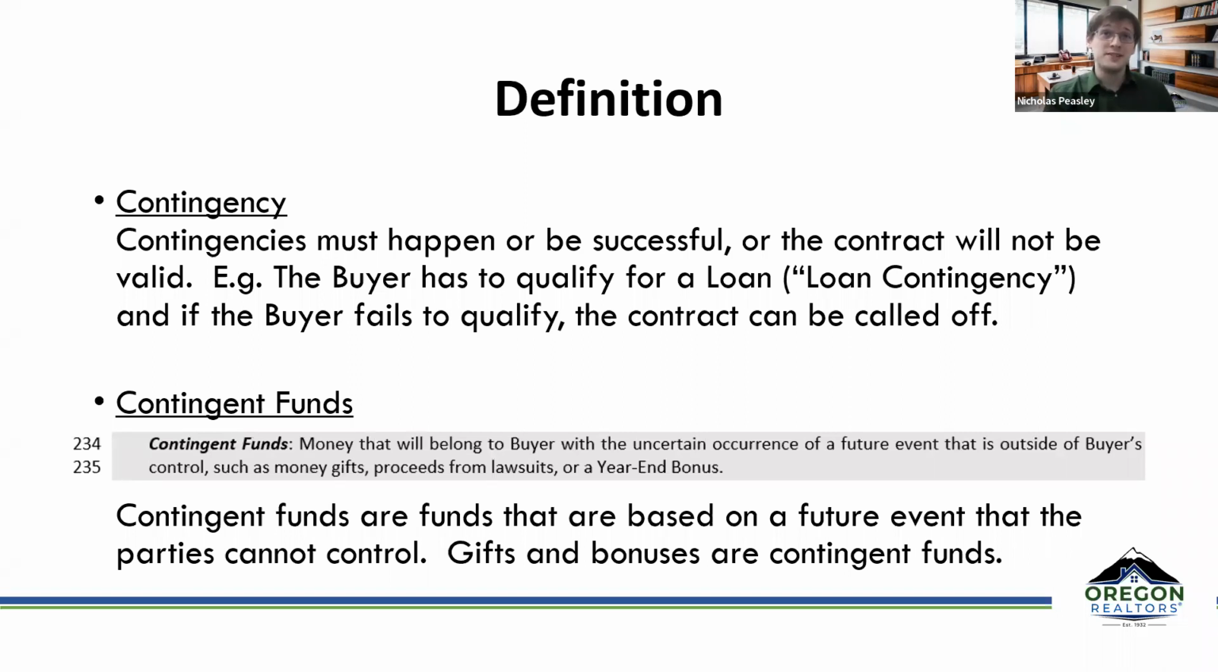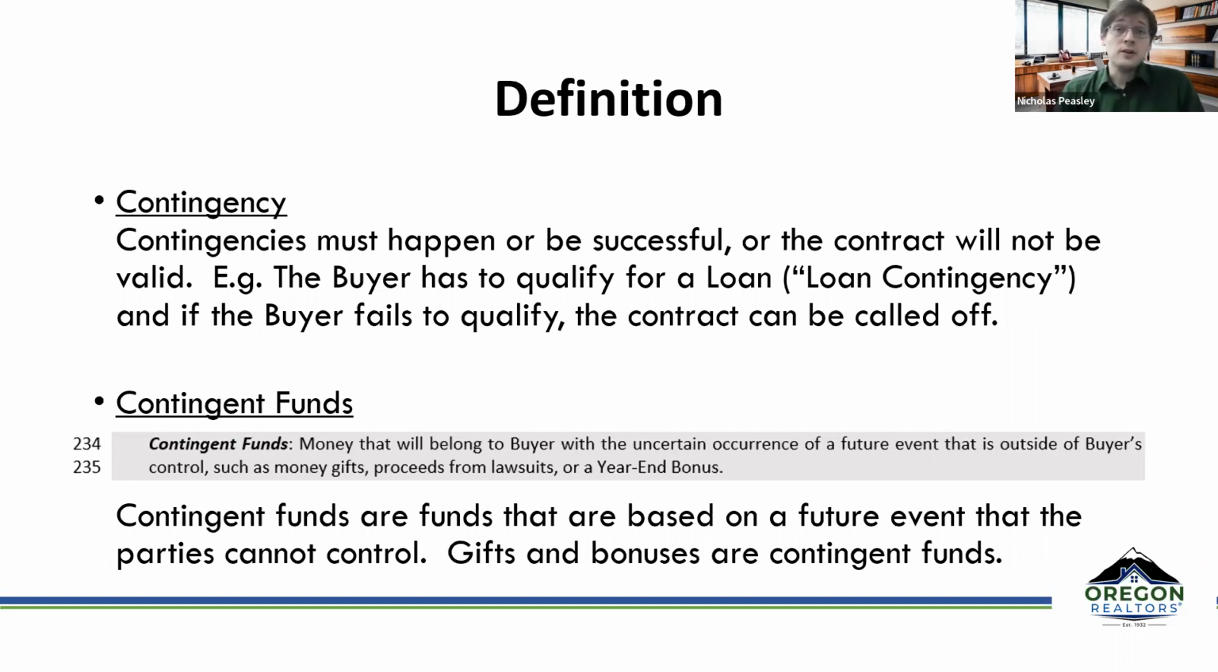We also, in the contract, define contingent funds. Contingent funds are money that will belong to the buyer with the uncertain occurrence of a future event that is outside of buyer's control, such as money gifts or proceeds from lawsuits or a year-end bonus. The classic example of that is, if you're trying to purchase a house and you say, yeah, my uncle will give me $100,000 to buy this house. Don't worry, my uncle's good for it.